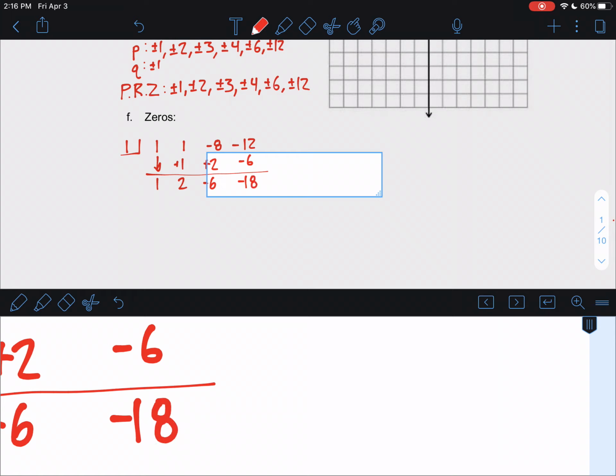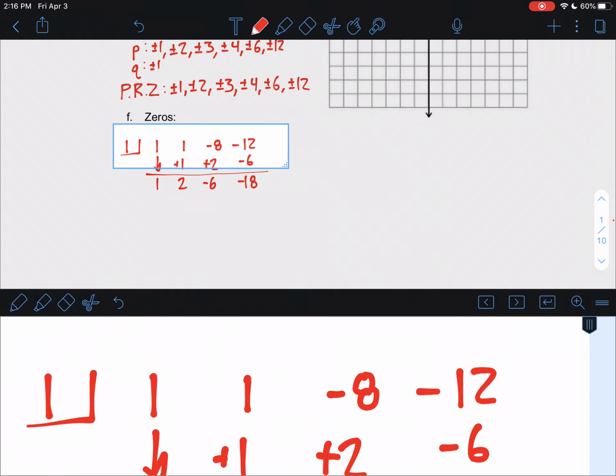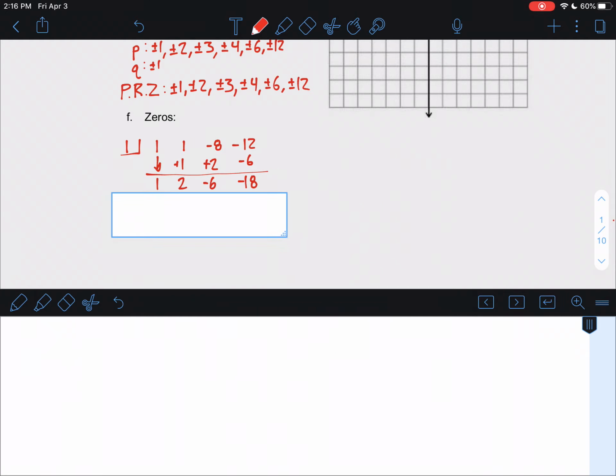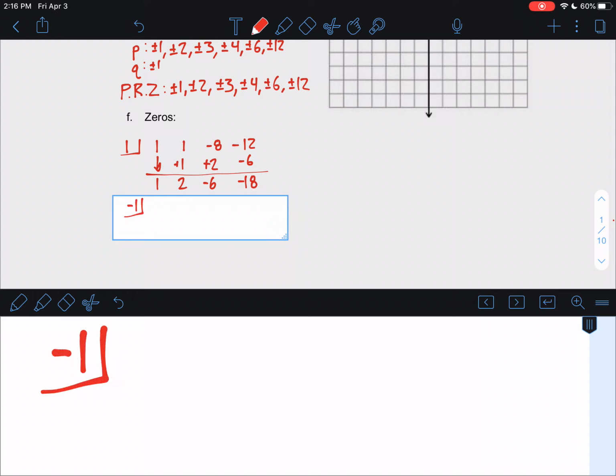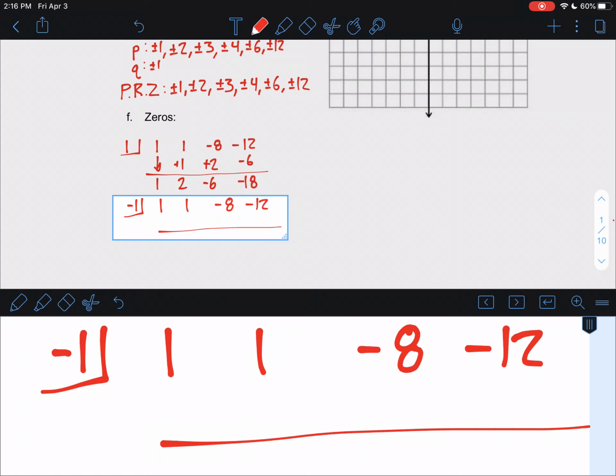So since that last number, that negative 18, is not 0, that means that 1 is not a zero of this polynomial. Okay, next one we'll test is negative 1, because that's next on my list of possible rational zeros. And I'm going to line up my same coefficients. I got 1, 1, negative 8, negative 12.